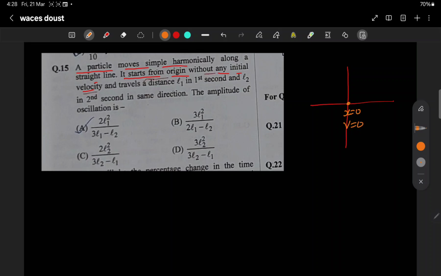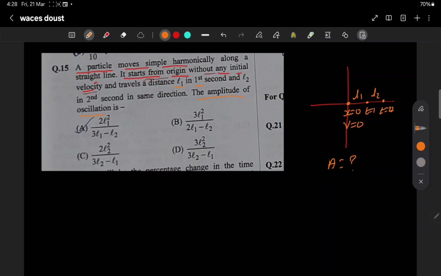Okay, and what else is given? In the first second the distance traveled is L1. For example, let's say it has come from here to here, this is t is equal to 1 second. This distance is L1. In the second, from here to here, this is L2. T is equal to 2 second. Okay, it travels L2. Then what is the amplitude of oscillation they are asking? They are asking what is A.